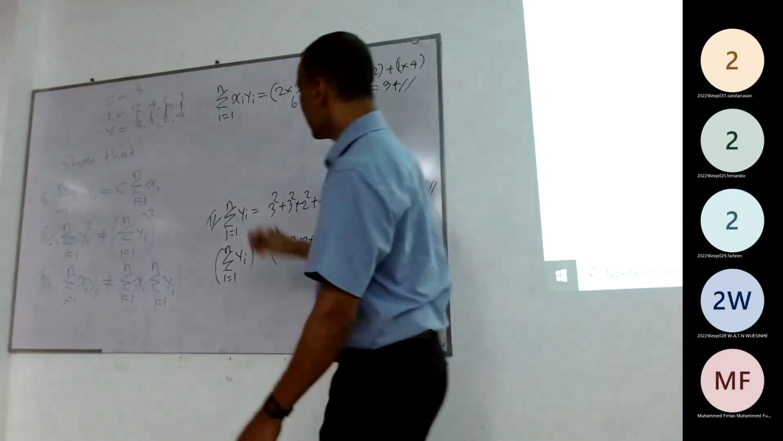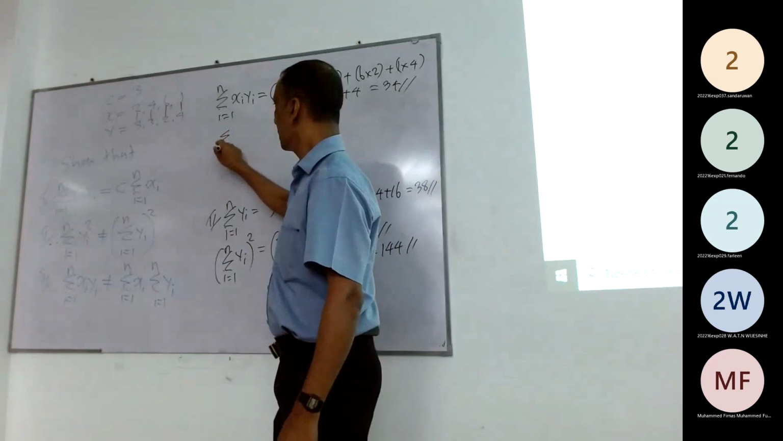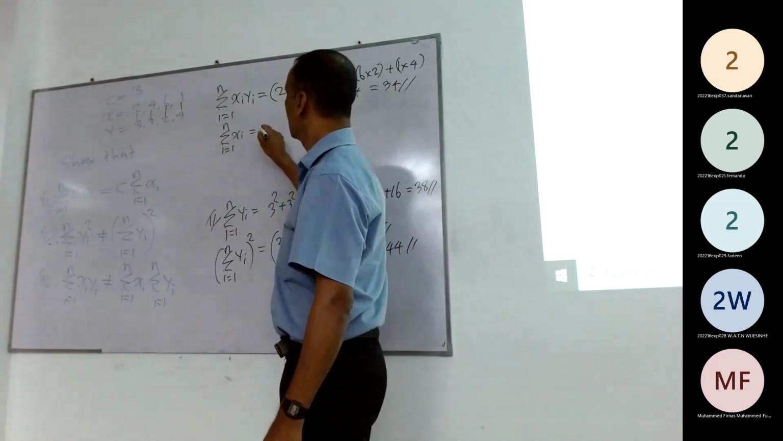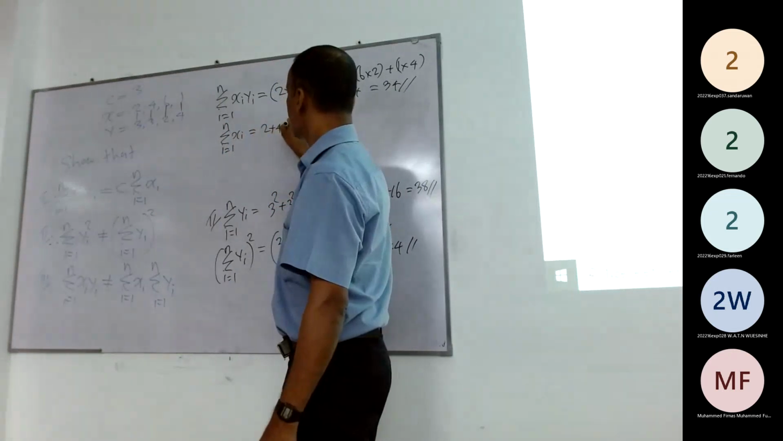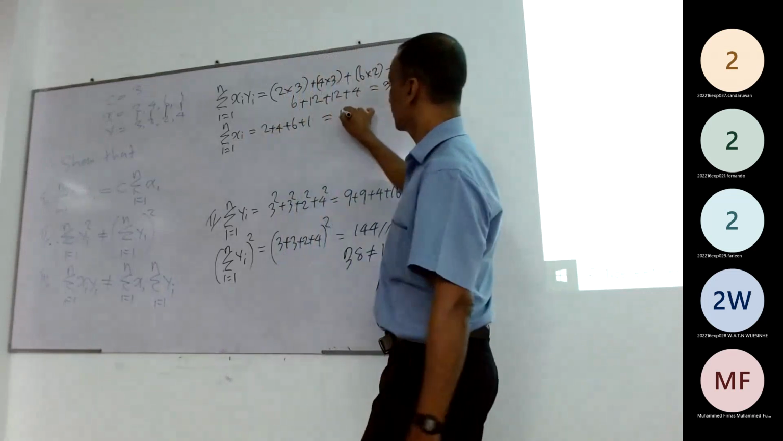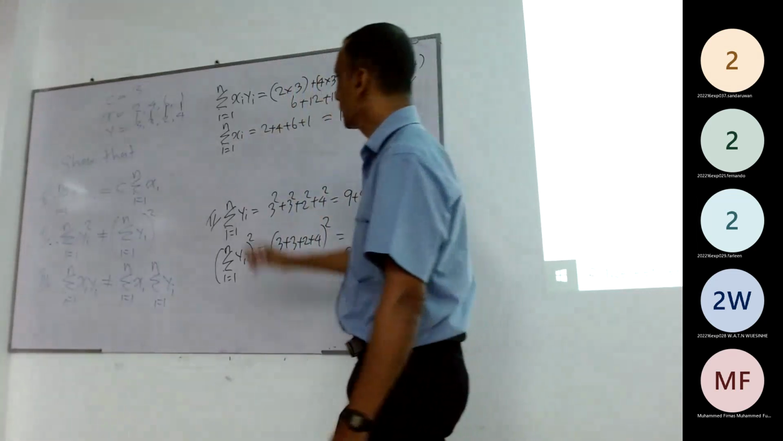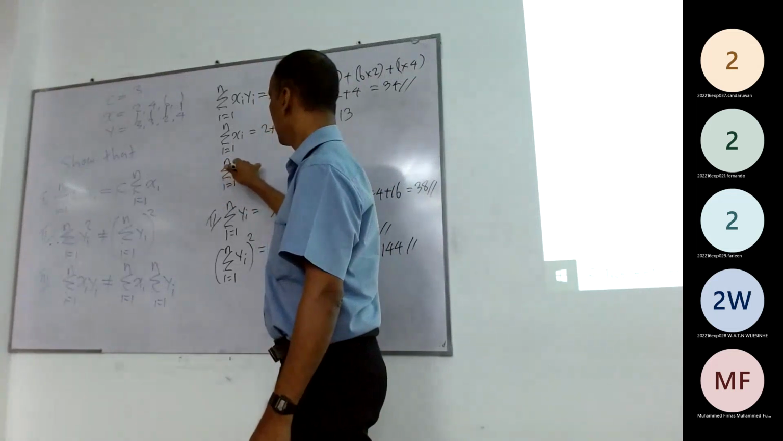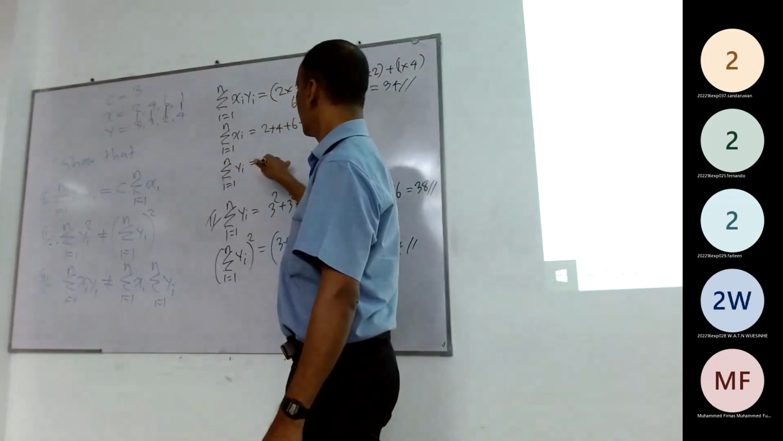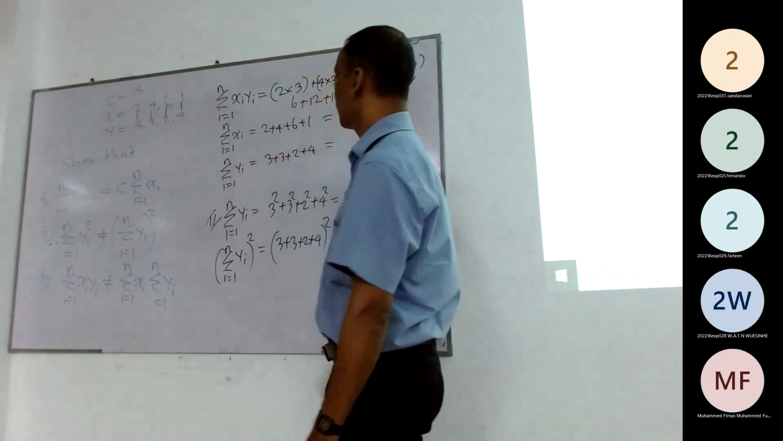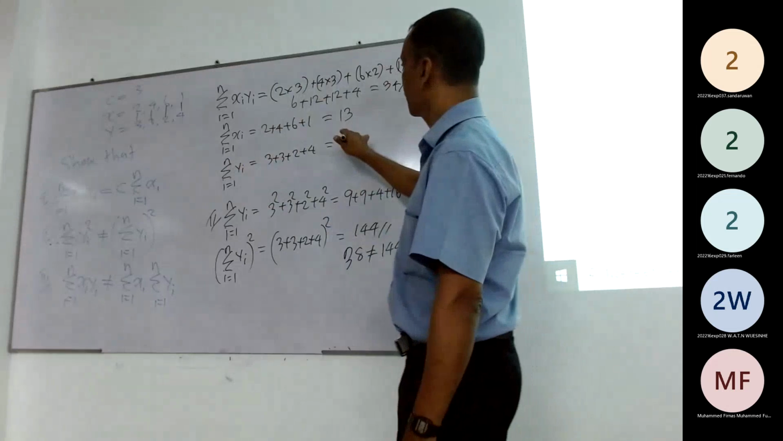Then separately multiply. Sigma i equals 1 to n xi: 2 plus 4 plus 6 plus 1 equals 13. Then sigma i equals 1 to n yi: 3 plus 3 plus 2 plus 4 equals 12.